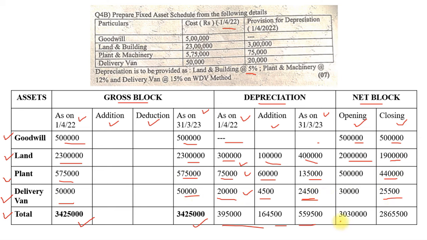And we just need to total it up and we'll get your final answer. This is how you'll need to prepare the schedule for fixed assets. Very simple. Just substitute the values, find the additions in the depreciation, add up, subtract, and you get your opening and closing net block. So this was for the 7 mark question, number 4B.